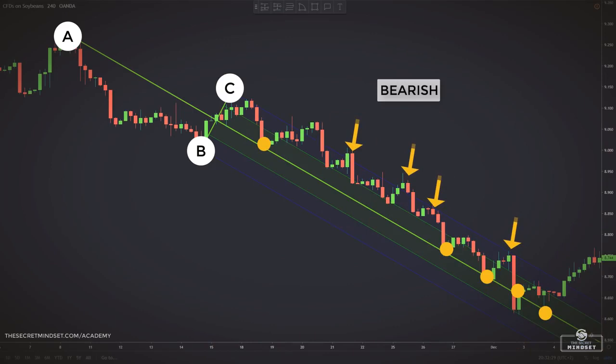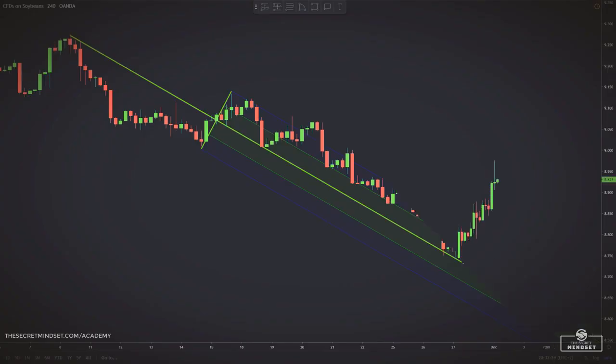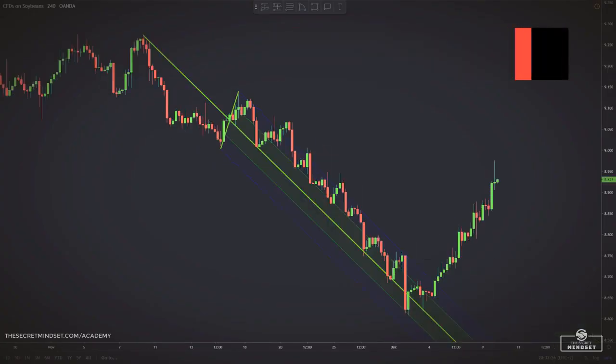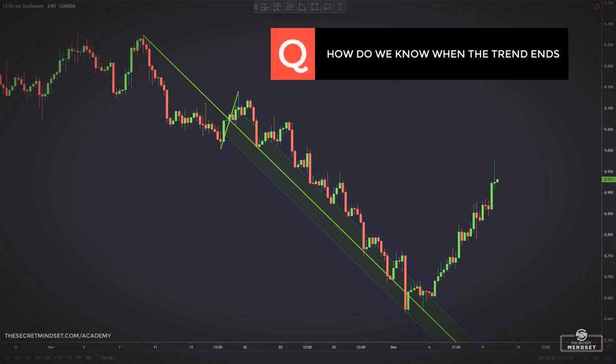Using Andrew's pitchfork this way gives dynamic support and resistance levels, but this is valid only for the upper and the lower median lines. For the median line, multiple piercings simply show how strong the trend is. In this case, very strong. However, how do we know when the trend ends? When should bulls consider a bottom is in place?